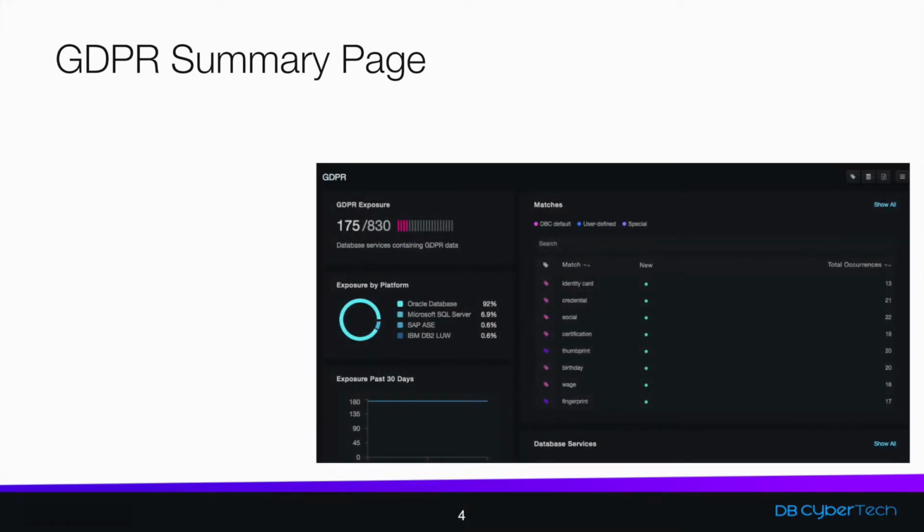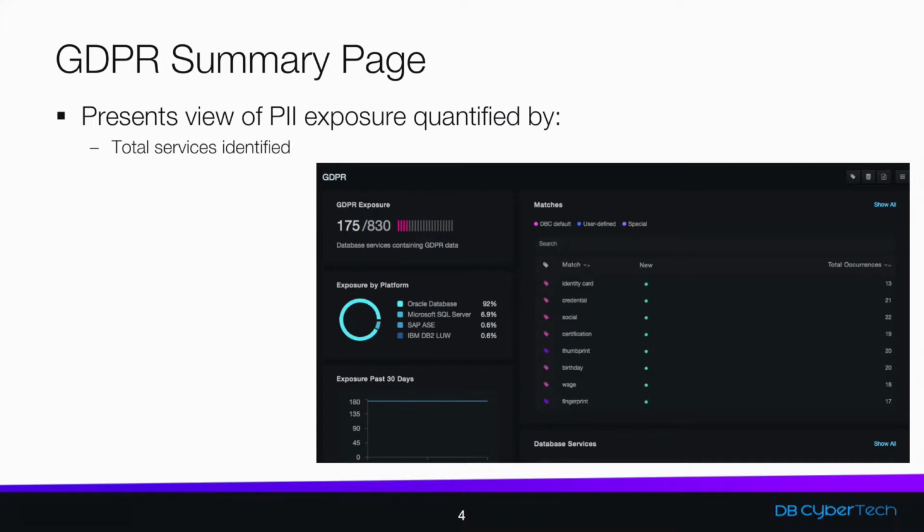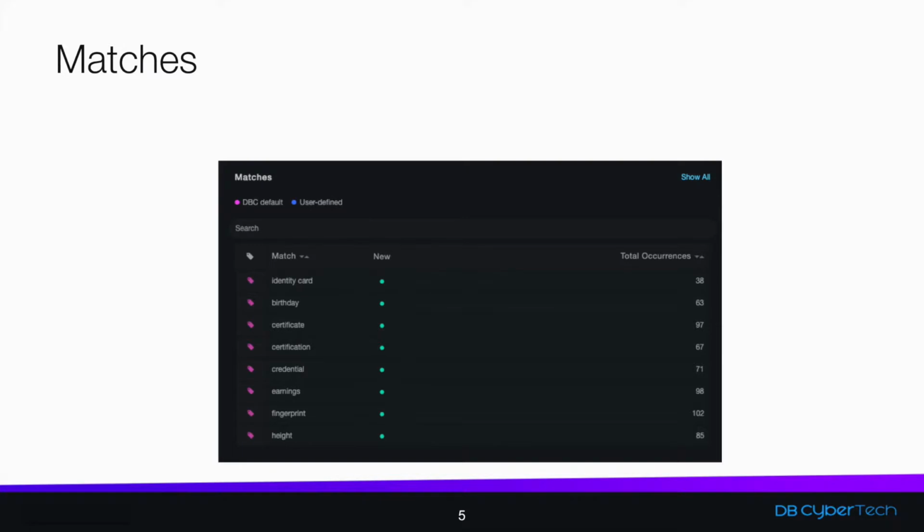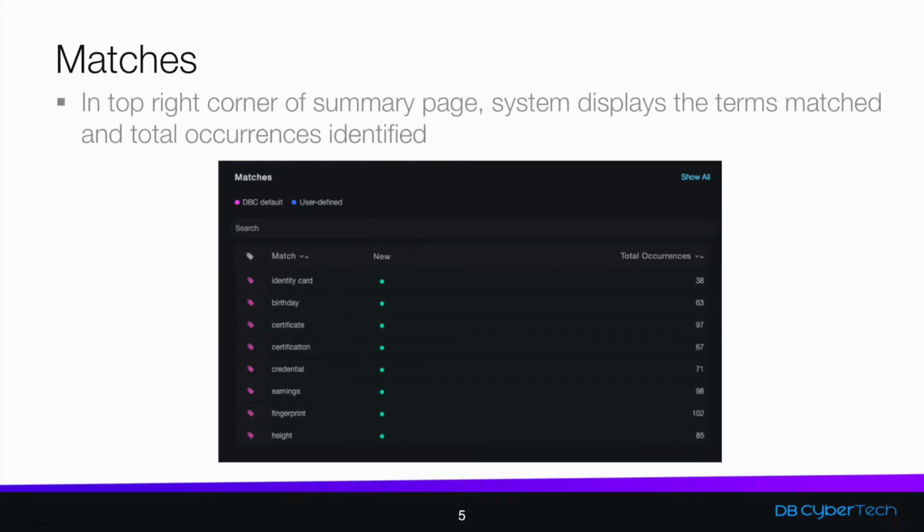The GDPR summary page shows PII exposure in your network organized by total services identified and the database platform. On the right side of the page, you can see the matches. The matches are the different types of PII that have been found in your network, such as birthday, fingerprint, height of a person.